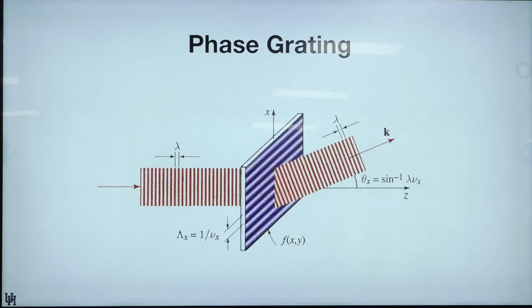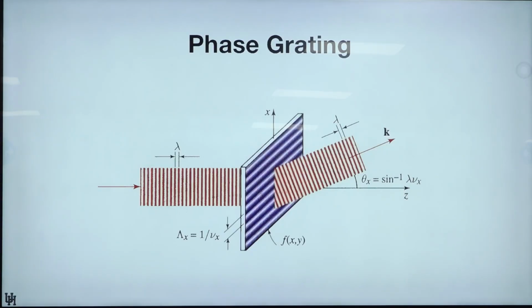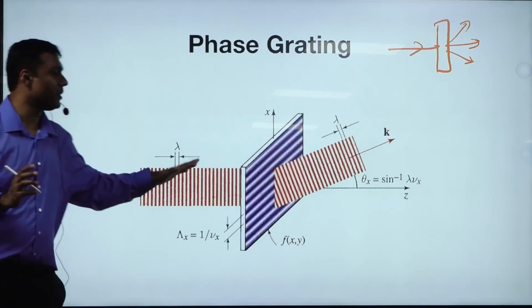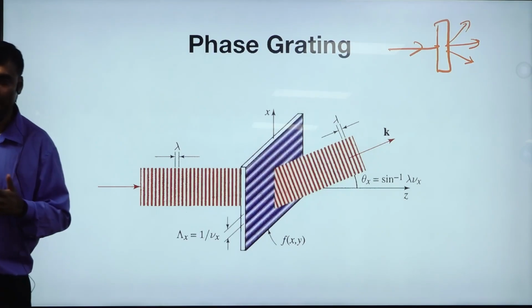Let me show you how this is useful in understanding, for example, a diffraction grating. For those of you who have seen in a few slides ago, I showed you that a plane wave is incident. A grating will split the light into different directions, right? From this perspective, let me show you another way to think about the same phenomenon, what happens in a grating.